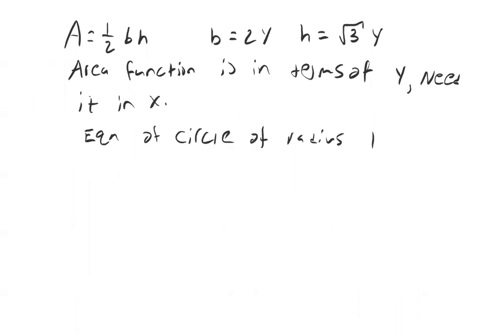So this one is easy to remember. x squared plus y squared is equal to 1 squared. And of course, 1 squared is just 1. So this will allow us to now solve for y in terms of x. So we're going to go ahead and do that. We're going to get y is equal to the square root of 1 minus x squared here.